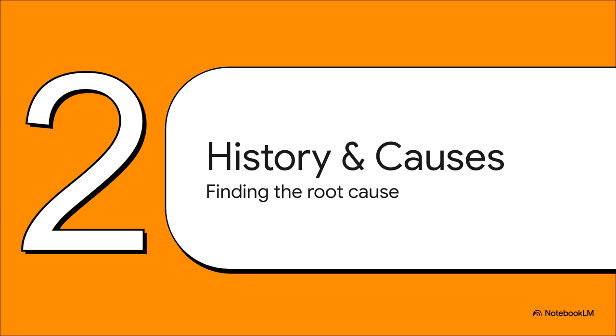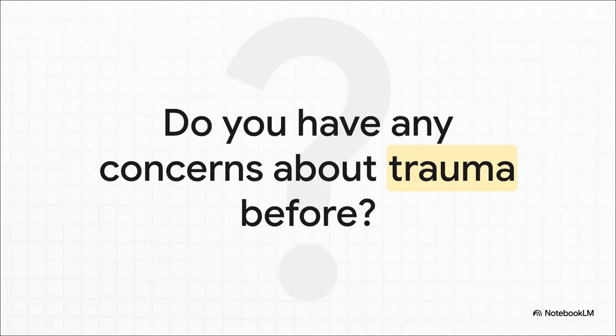Moving right along to Section 2, present history and causes. As you're gathering the details of the mother's complaint, you need to systematically rule out severe triggers. You've got to ask this exact question: do you have any concerns about trauma before? Alongside this, you also need to explicitly ask about any history of severe fever or infections. These are vital questions to hunt down the root cause of neurological issues. We're basically acting as clinical detectives here, ruling out acute external causes for the child's developmental state.